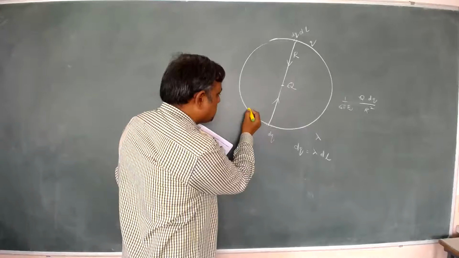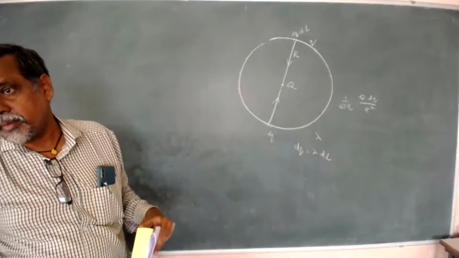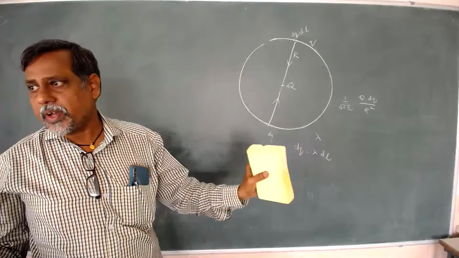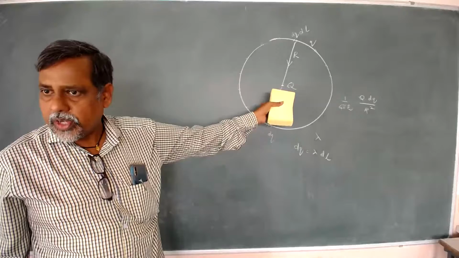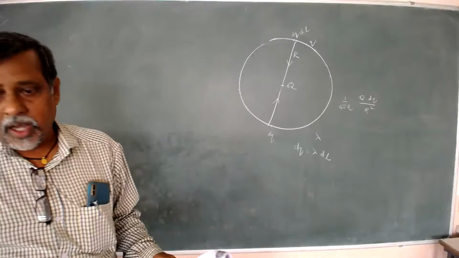Like that, how many such dqs can be taken on this wire? An infinite number of dqs can be taken. How many diameters can be imagined? An infinite number of diameters. So take any two opposite dqs for any diameter. By means of those two dqs, the net force will become zero at the center. Understand? So zero is the answer. Option B is correct.